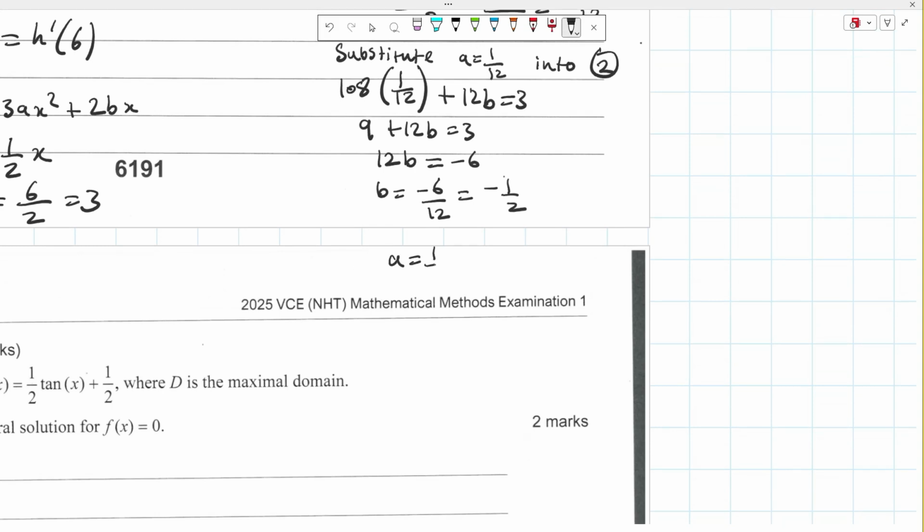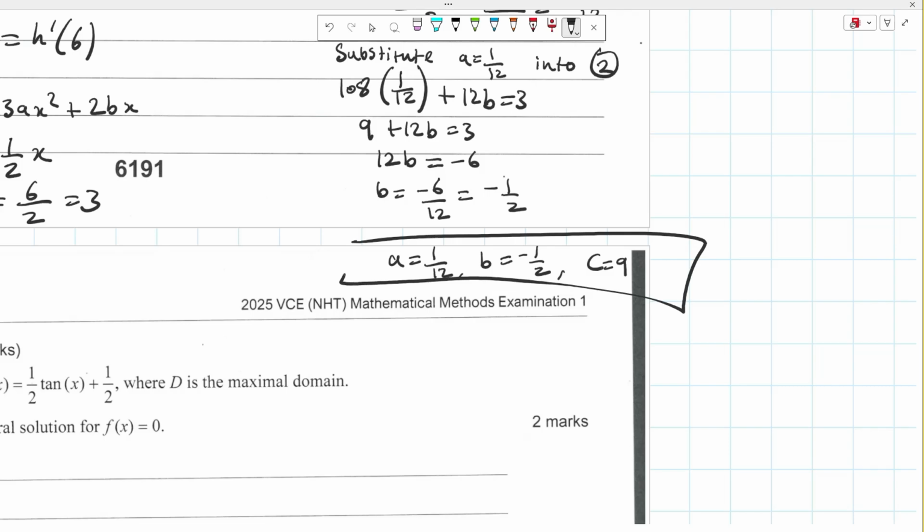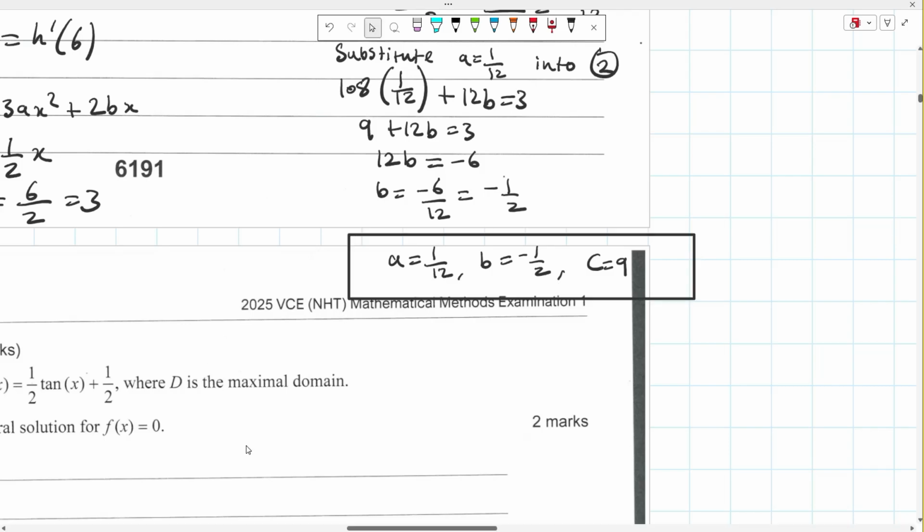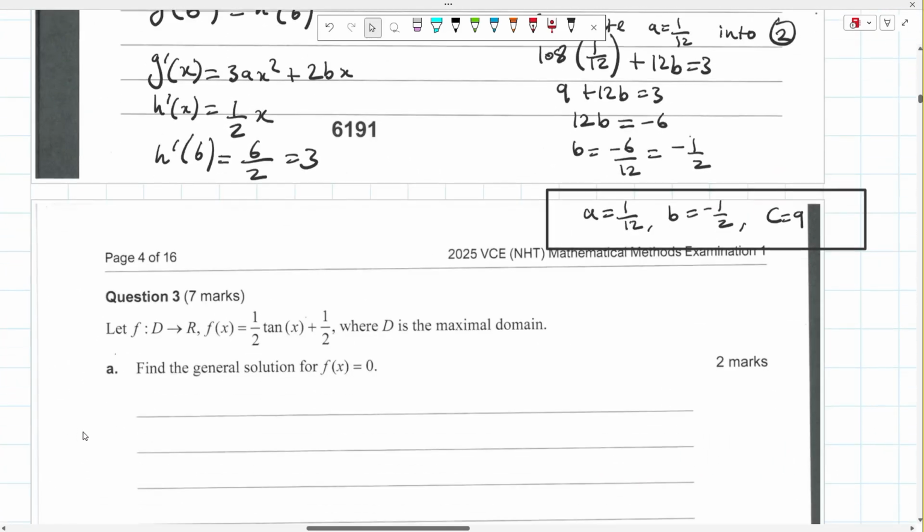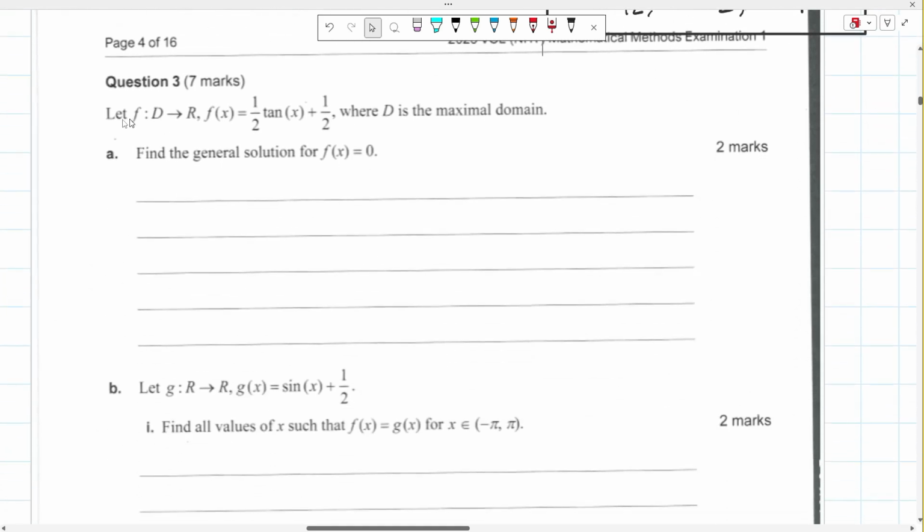So A is equal to 1 over 12. B is equal to negative a half. C is equal to 9. Let's put a box around that. Okay, going at a good pace so far.